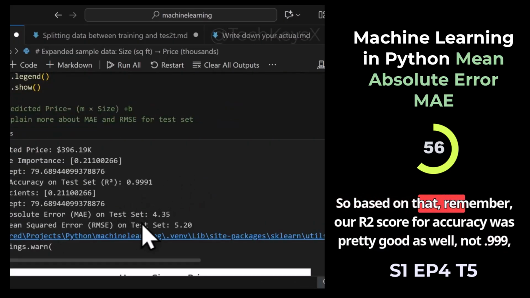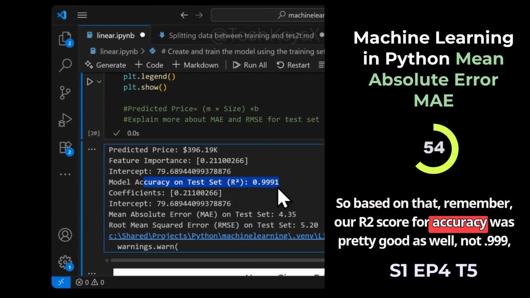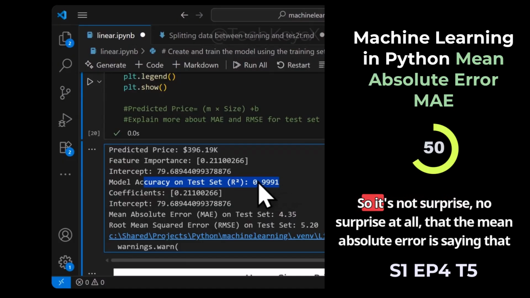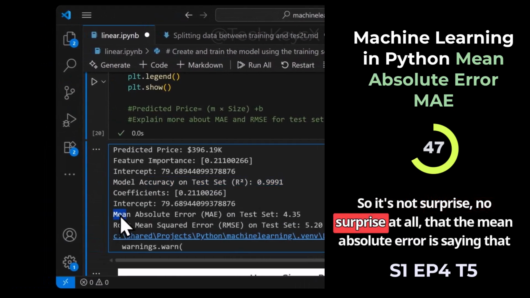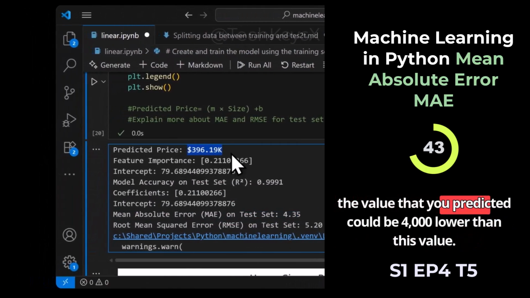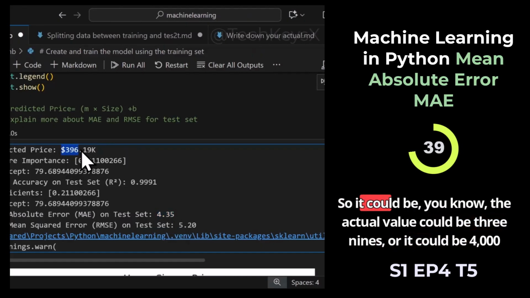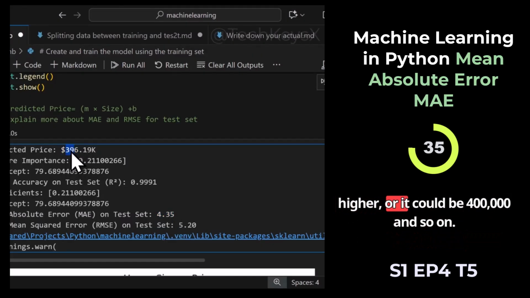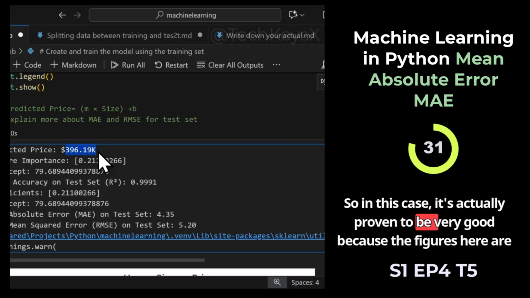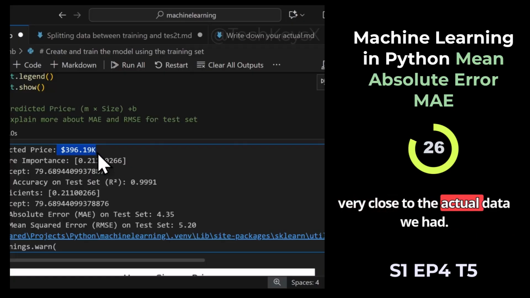Based on that, remember our R2 score for accuracy was pretty good as well, 0.999. So three nines there. So it's no surprise at all that the mean absolute error is saying that the value you predicted could be 4,000 lower than this value. So the actual value could be 392, or it could be 4,000 higher, or it could be 400,000 and so on. In this case, it's proven to be very good because the figures here are very close to the actual data we had.